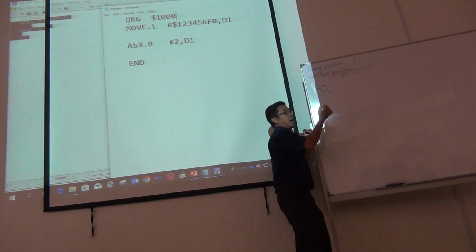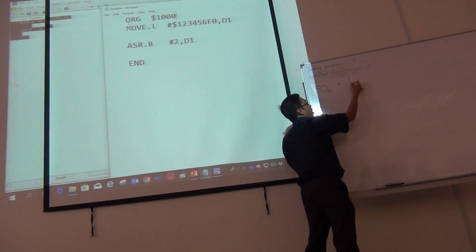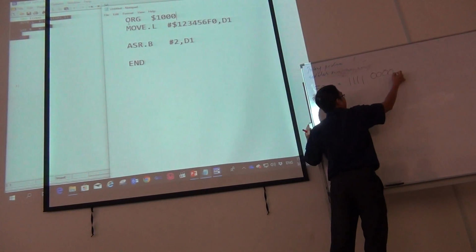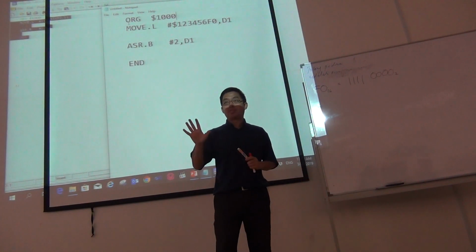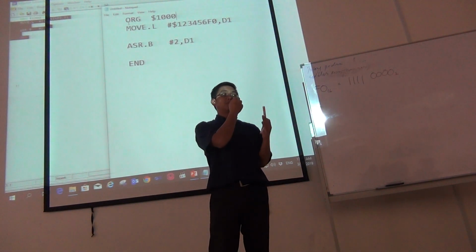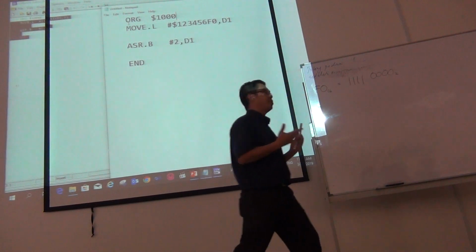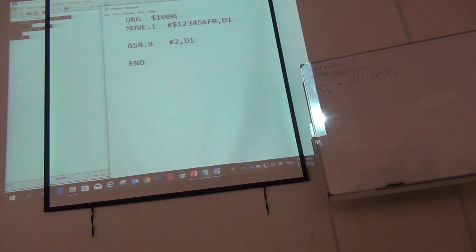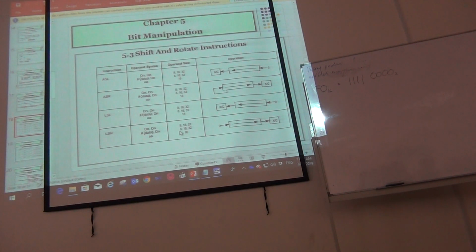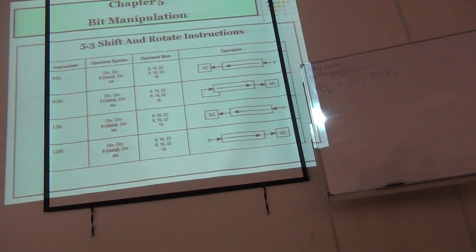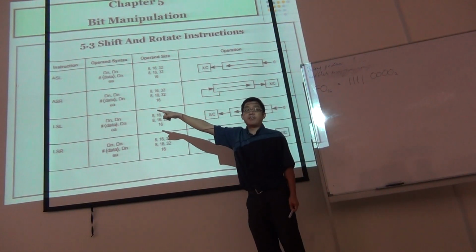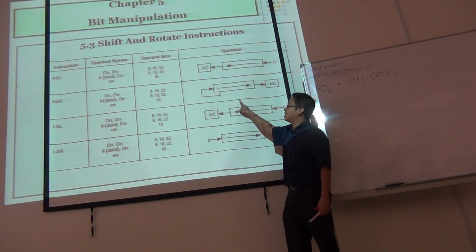Okay, so far? I change it to binary, which means it's 1 1 1 1 0 0 0 0 in binary. That command is asking you to shift right 2 times. So look at the table first. The table indicates that for arithmetic shift right, the process will be done like this.